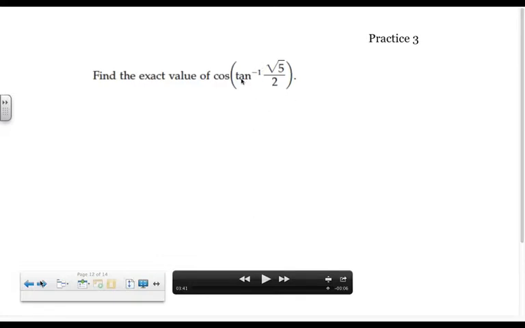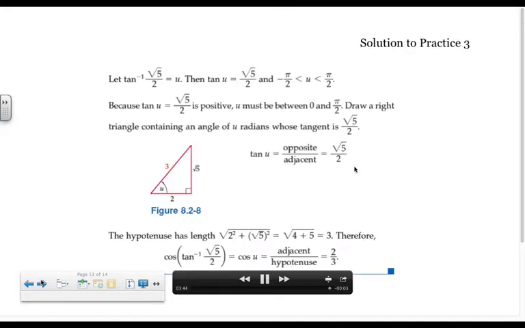Keep in mind, let u be the inverse tangent of radical 5 over 2, so tangent u equals radical 5 over 2. Set up your triangle, and then take the cosine of the same thing to find that angle. So pause the video, try it on your own, and we'll look at the solution. Okay, so here's our solution. They let u equal the inverse tangent of radical 5 over 2, so tangent of u equals radical 5 over 2.